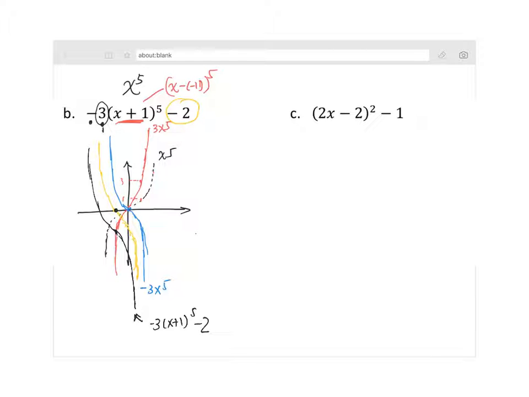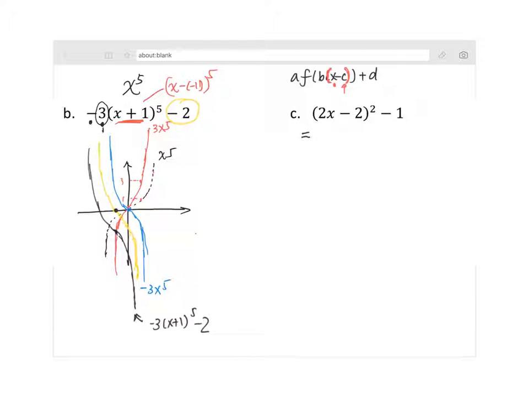Let's look at the second one. The second one is a little tricky. I absolutely want you to make sure that you write it into the form a times f of bx minus c, plus d, right? What I'm trying to emphasize here is that the coefficient of x must be 1, so that you can correctly identify the horizontal shift.